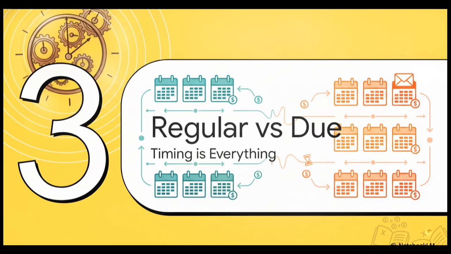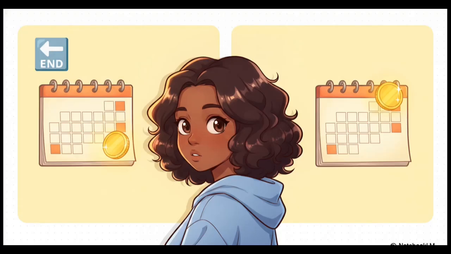Timing is everything. So we know what an annuity is, right? But did you know there are 2 different types based purely on the exact timing of the payment? Let's break it down. First, we have annuity regular. Here, the first payment takes place at the absolute end of the first period. Second, we have annuity due, which is sometimes also known as annuity immediate.